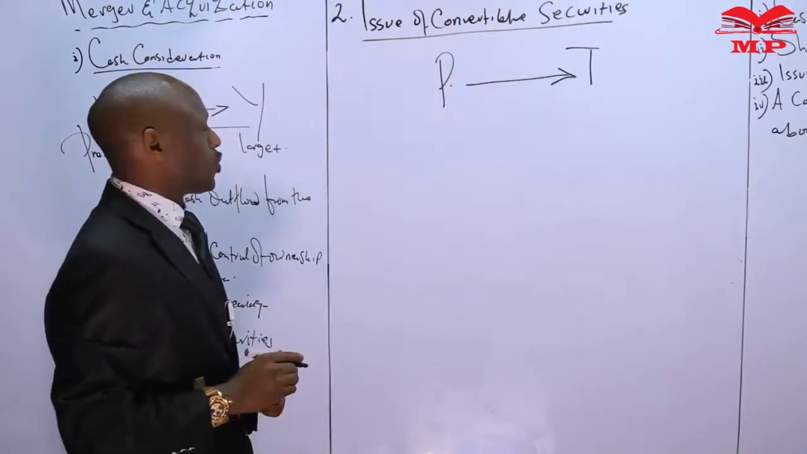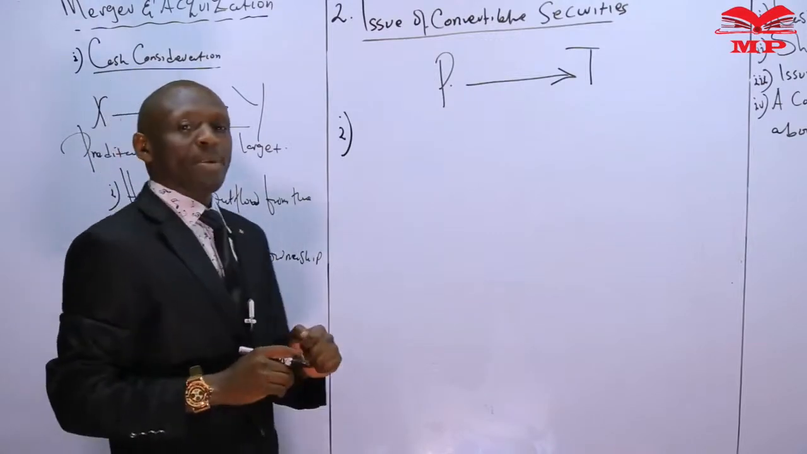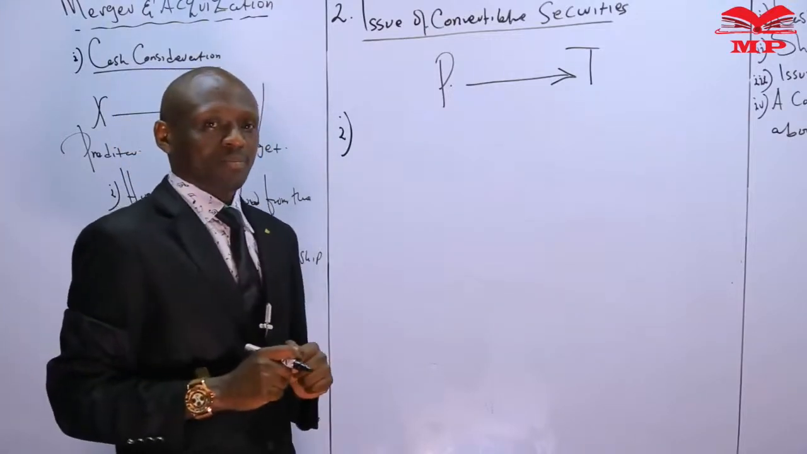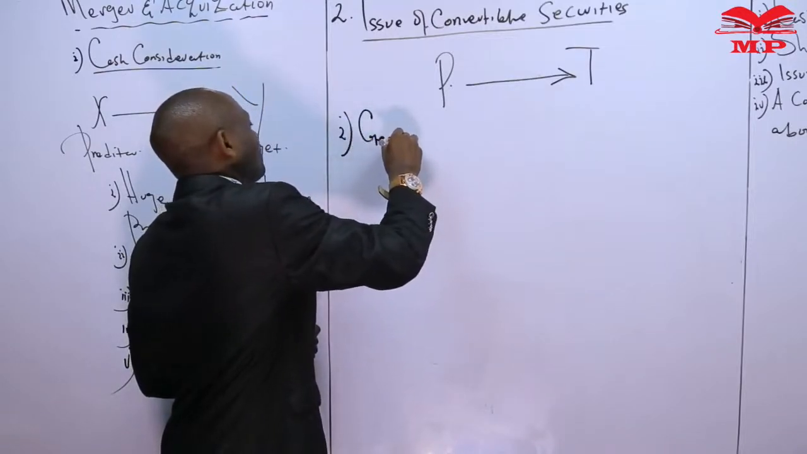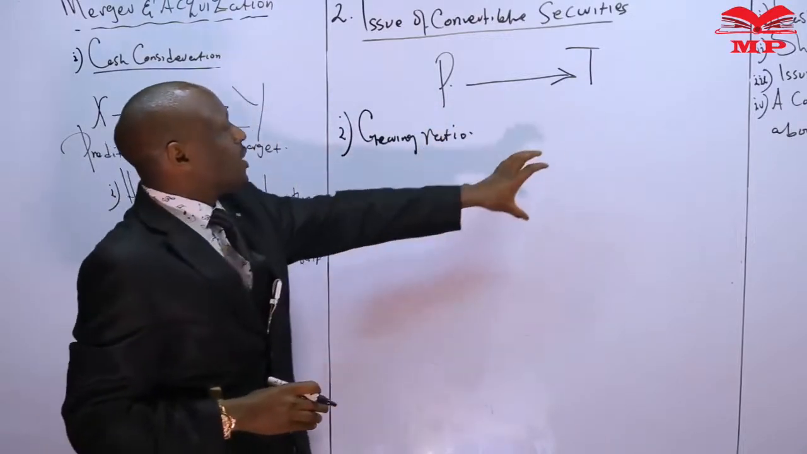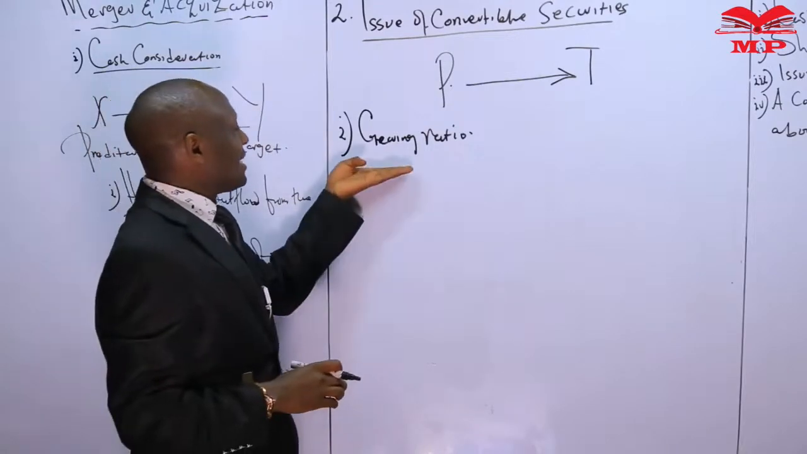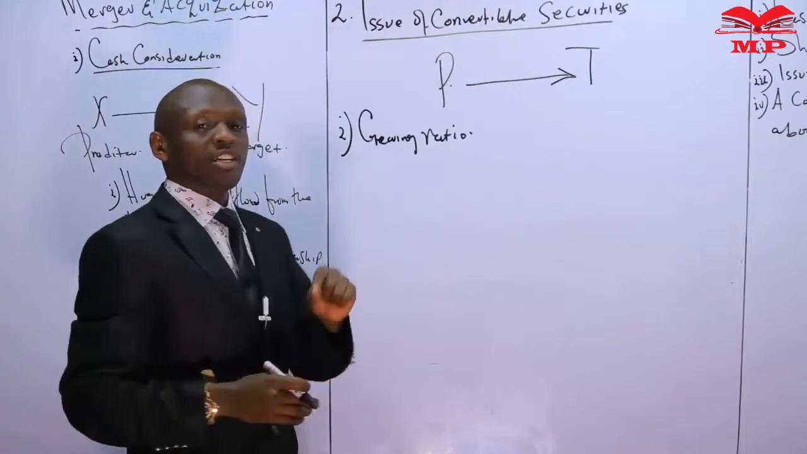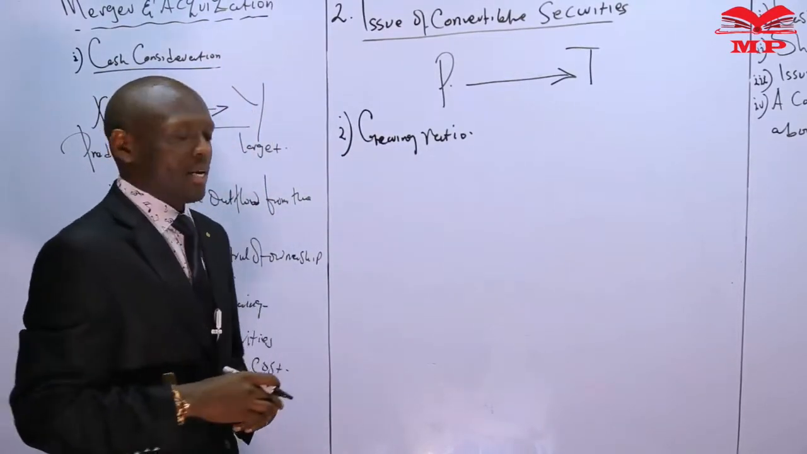Now, what are the implications of this form of consideration? That is, when the shareholders in a firm being acquired are issued with debentures or preference shares. The first one is that it increases the gearing ratio in the predator firm. When a predator issues debentures or preference shares to the shareholders in the target, the gearing or the level of debt in the predator firm increases. It therefore increases or raises the financial risk in the predator entity. That is implication number one.